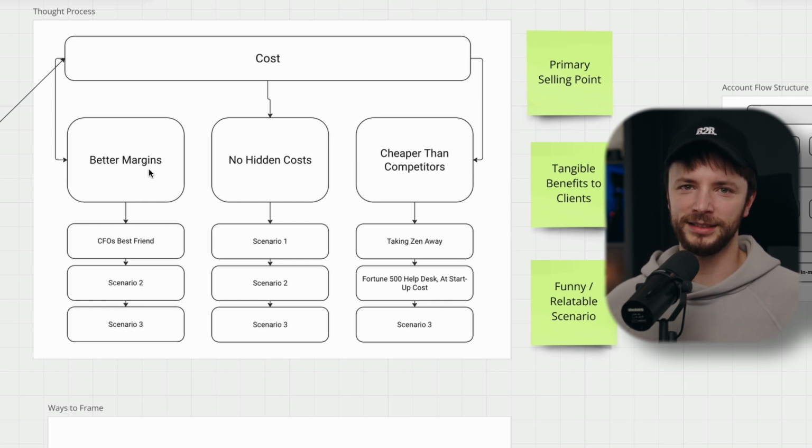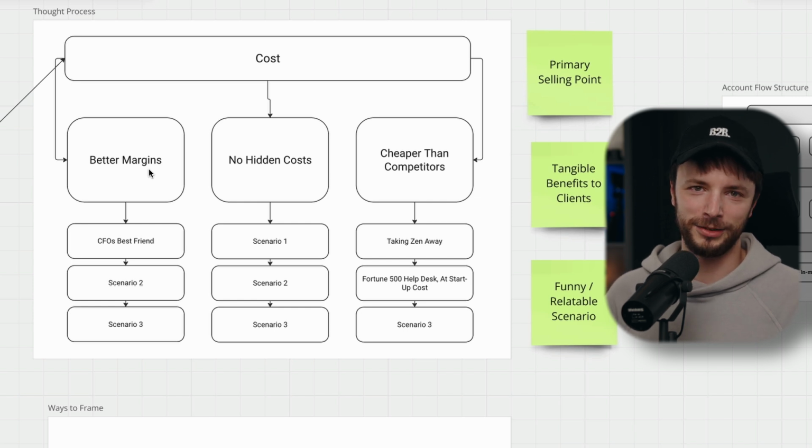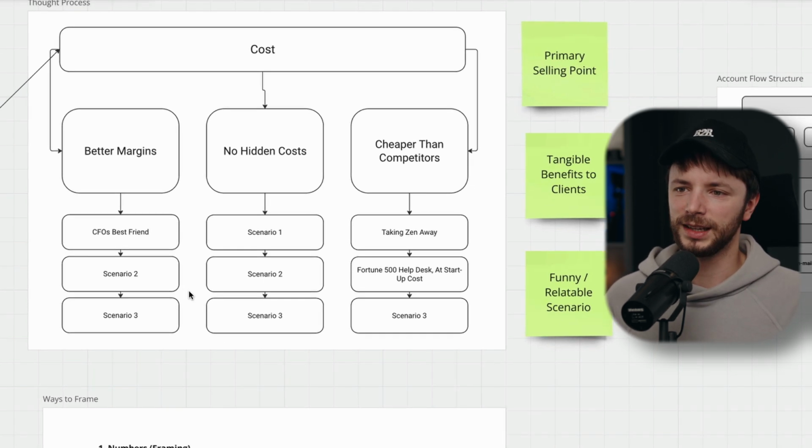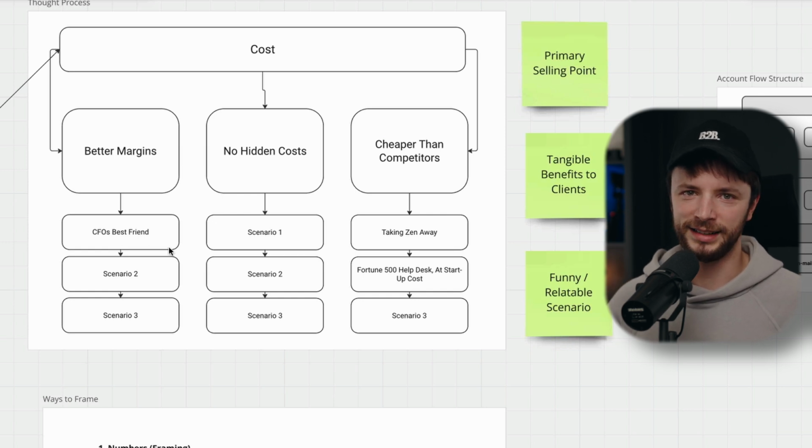Not just like amazing customer service. It's got to be like something tangible. Like you're literally going to have better margins. There is literally no hidden cost. This is like stuff you can write down. And then what's the scenario off the back of it? And then you can start ideating funny ways of doing it.